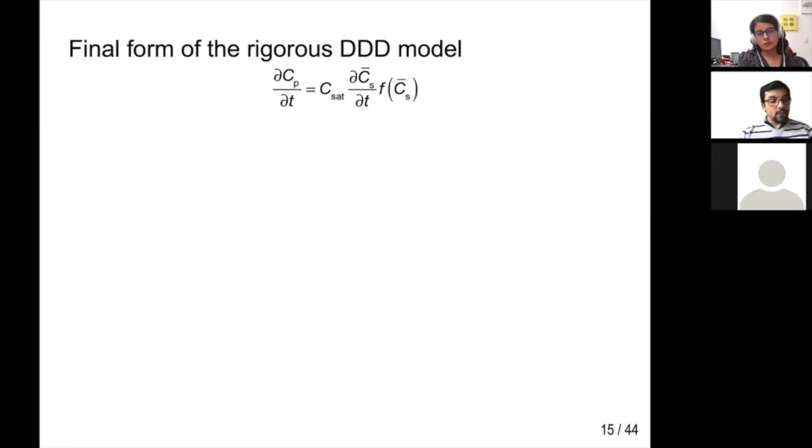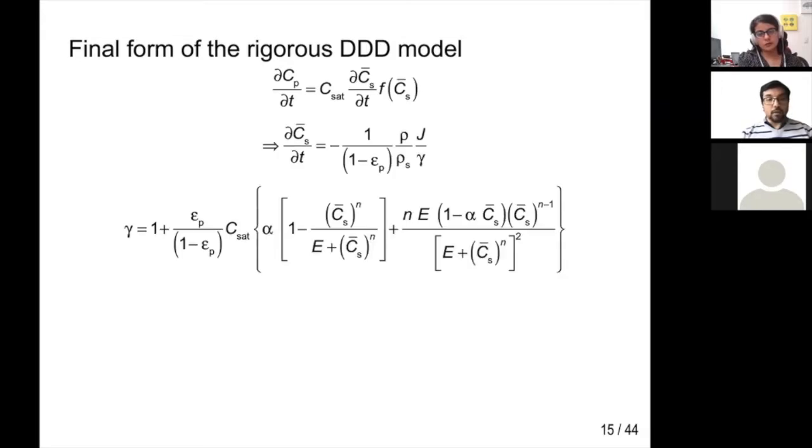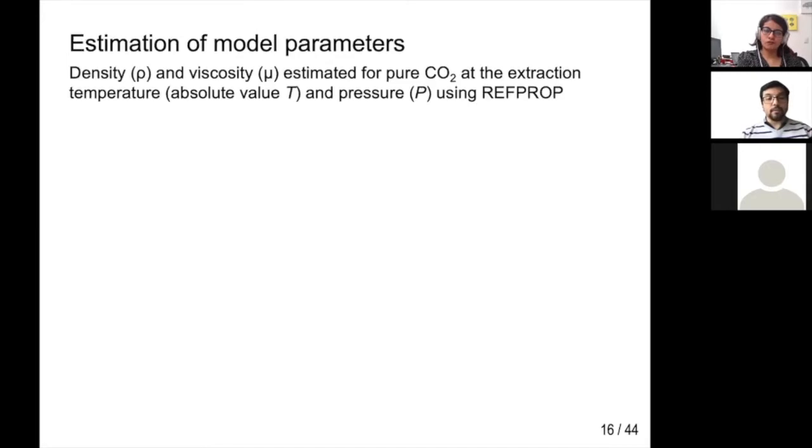To apply the rigorous DDD model, we eliminated the solid concentration in the network of interconnected pores within the substrate by assuming equilibrium partition of the solute between the solid substrate and the CO2 within the pores, given by the sorption isotherm isobar model of Urrego and coworkers. This resulted in this very complex expression for the solute flux. As before, we assumed that the initial solute content in the two phases within the extraction vessel was defined by the equilibrium condition achieved during the static extraction period.